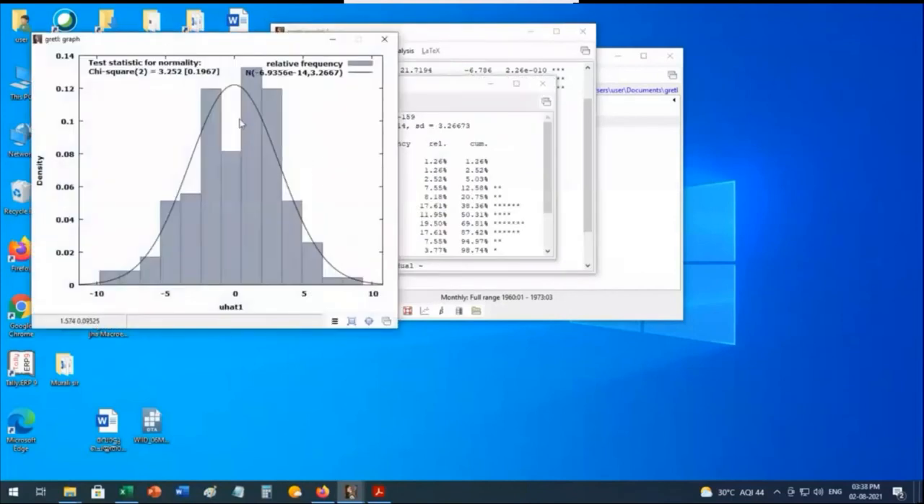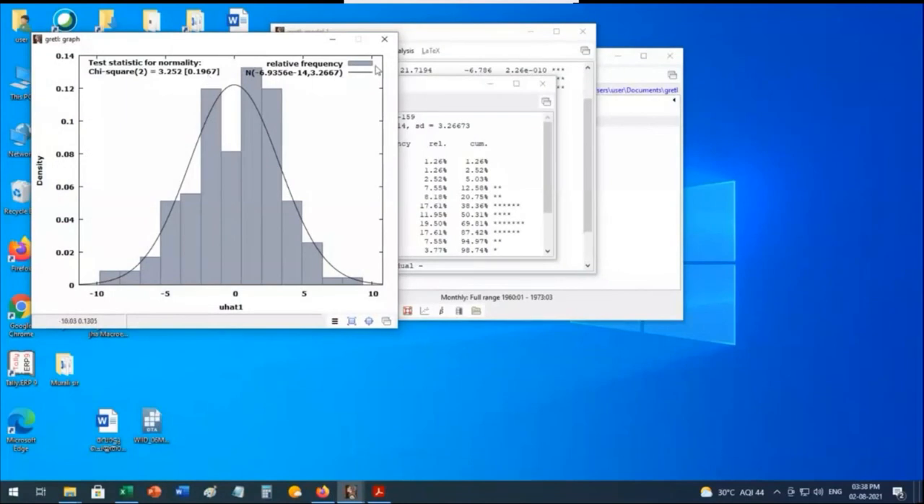Now the p-value is given here. See, within square brackets, we have 0.1967. And 0.1967 is greater than 5%. That means, then we know any p-value greater than 5% means our model is adequate. So there is no normality problem. Our residuals are following the normality assumption.